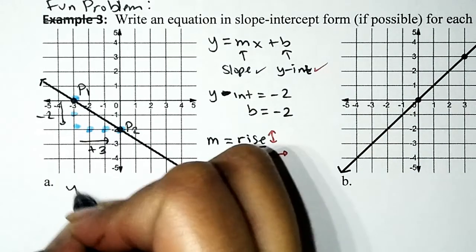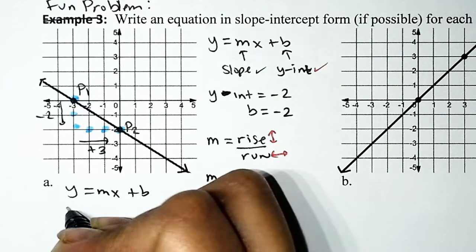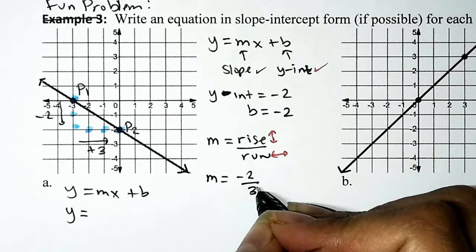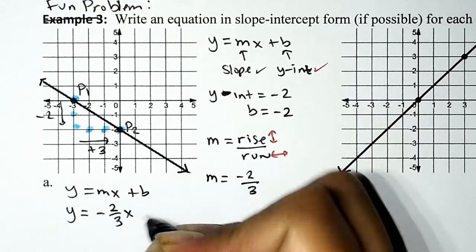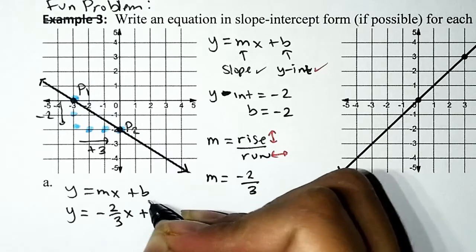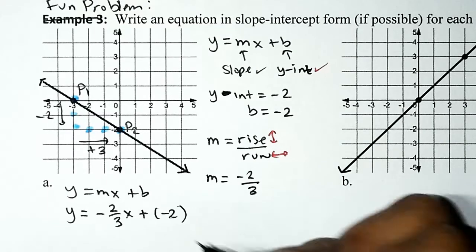So let's go ahead and write this equation in slope-intercept form. y equals mx plus b. So we have y equals, the slope is negative 2/3. That's our m. We're going to multiply that by x, and then add b. The y-intercept is at negative 2, so our b is negative 2.